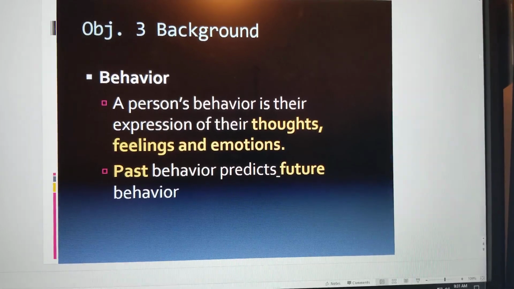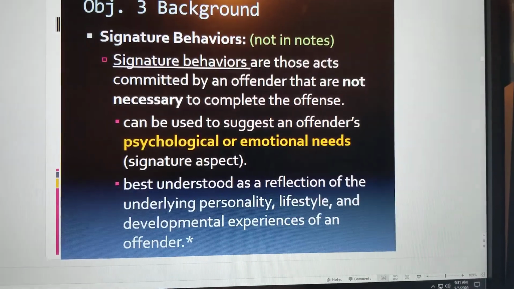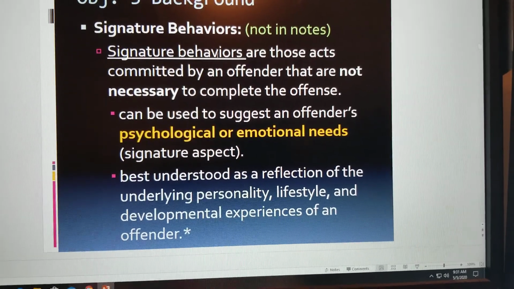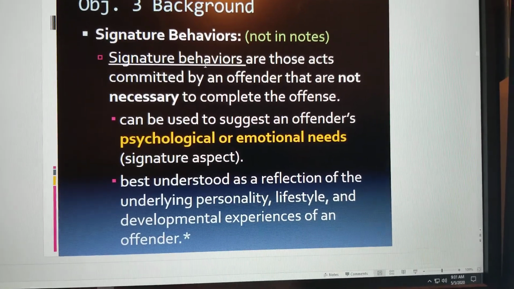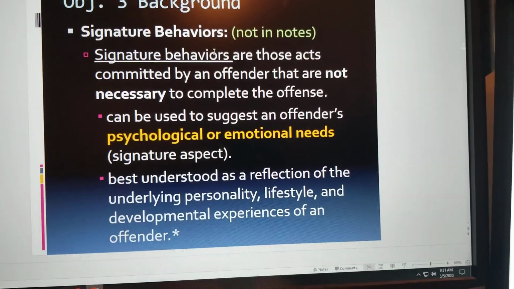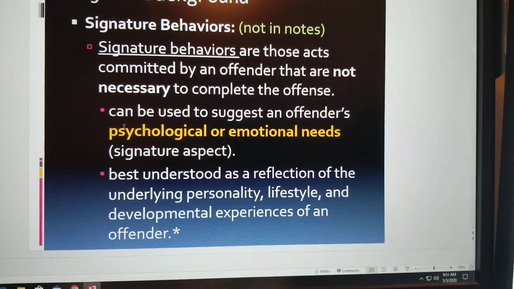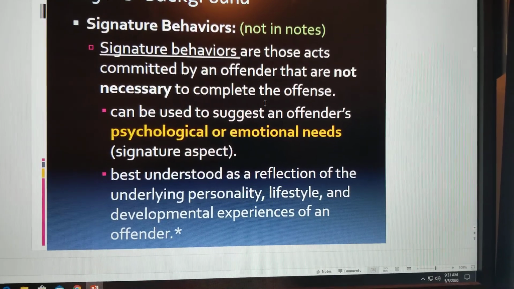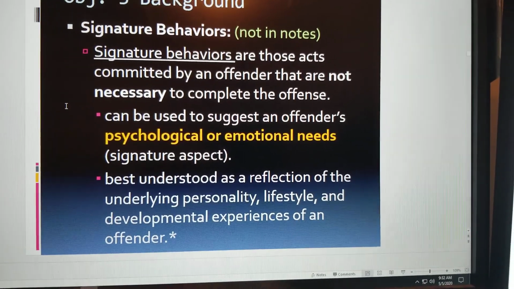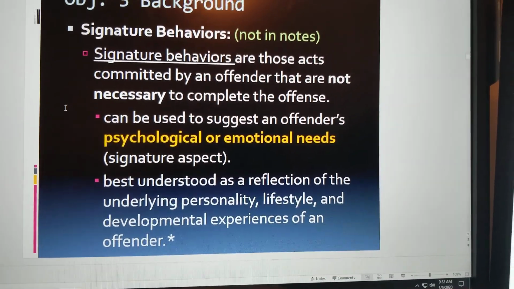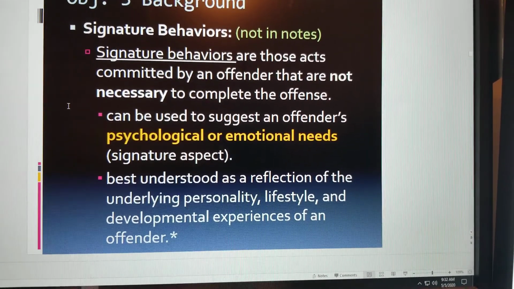And so if we go to signature behaviors, let's kind of look through here a little bit. So once again, a behavior is an expression of your thoughts, feelings, and emotions. So if you have a signature behavior, that is an act that was committed that was not needed to commit the offense. If you're trying to kill somebody, you didn't have to stab them 100 times and then maybe chop off their head. So, I mean, that is a signature behavior. That is above and beyond.